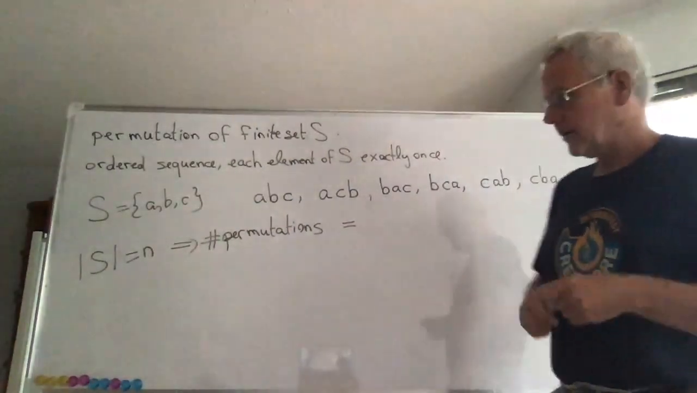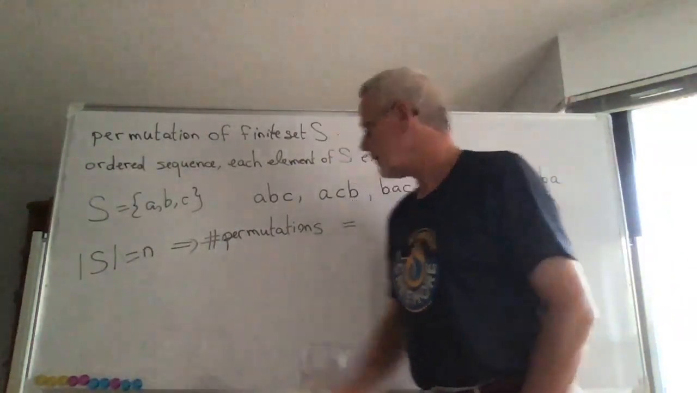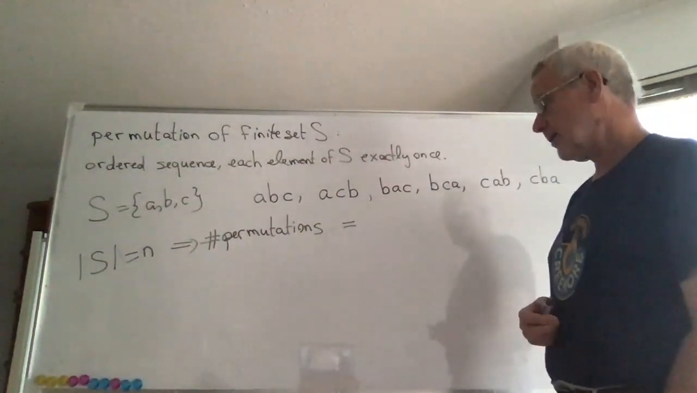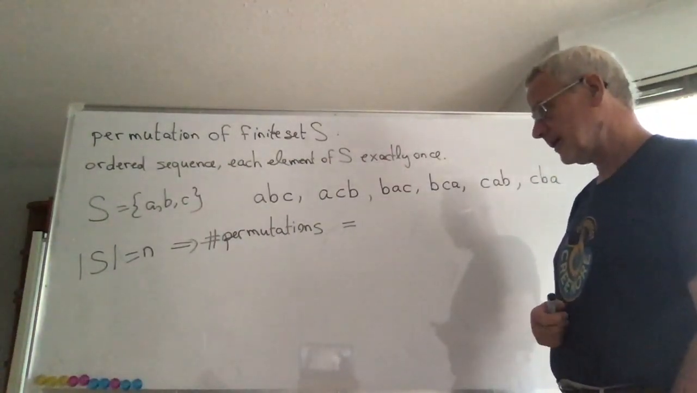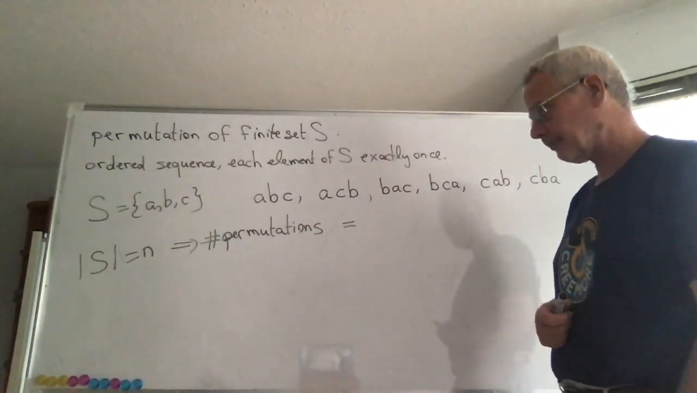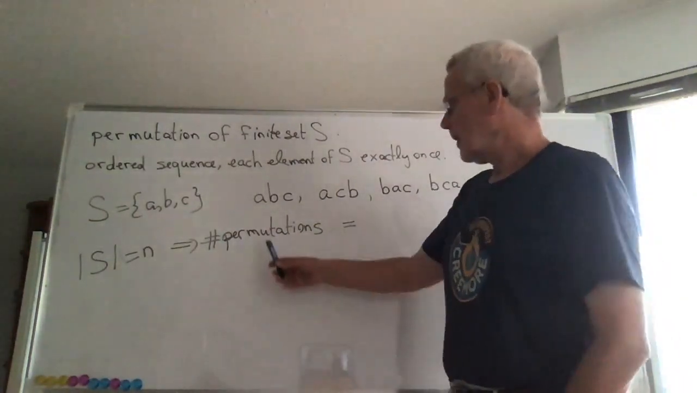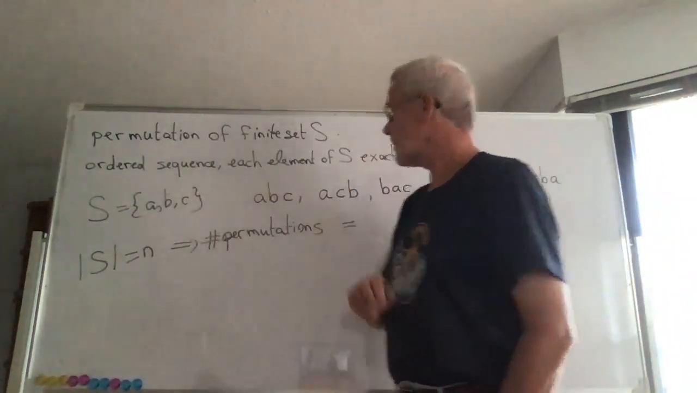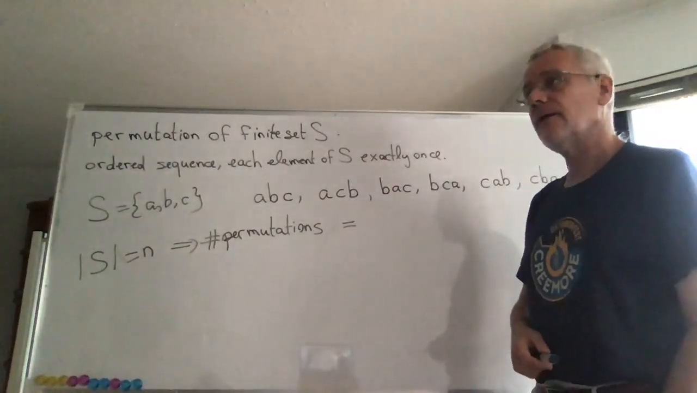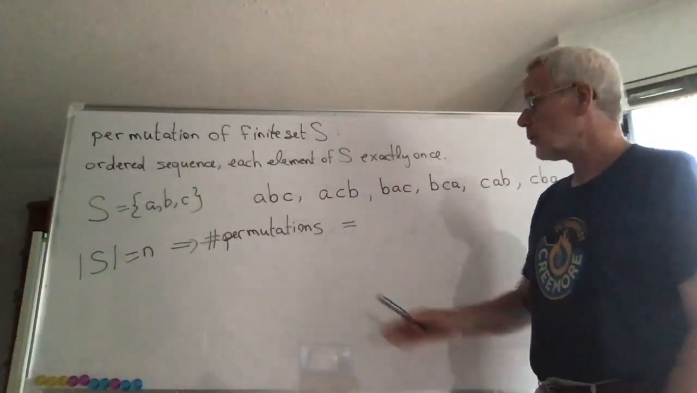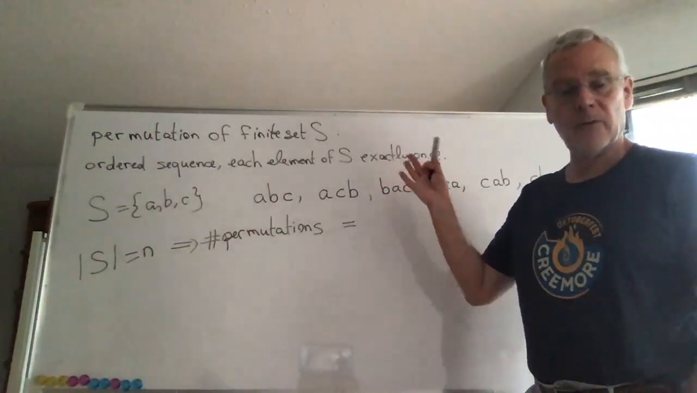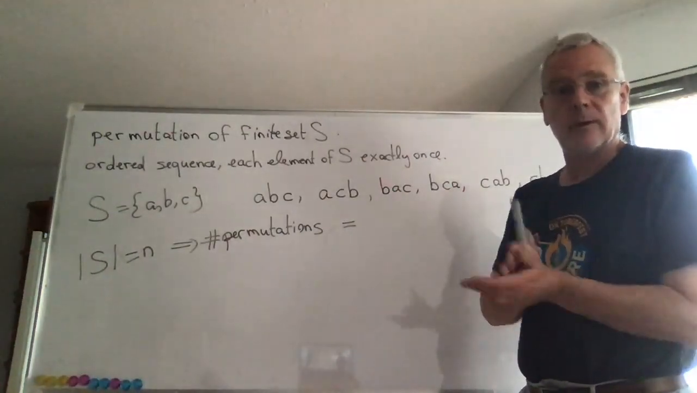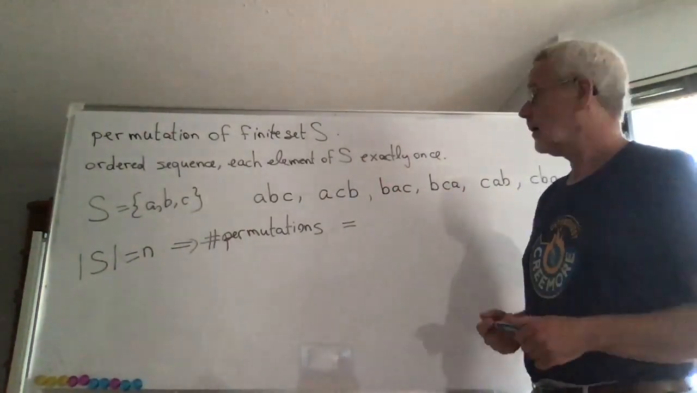Can we count this? So if n is equal to 3, then the number of permutations is equal to 6. So how would we count the permutations of a set of size n? Now remember, a permutation is an ordered sequence where you see every element exactly once. So we could write permutations from left to right, and this is exactly what the product rule framework does.